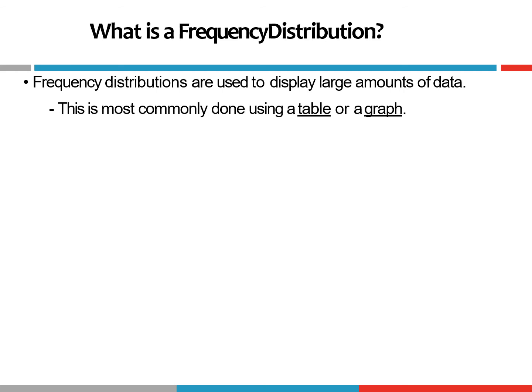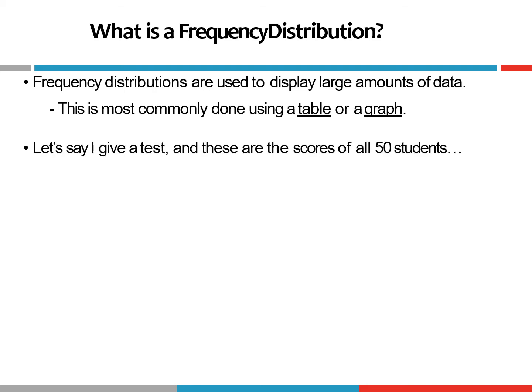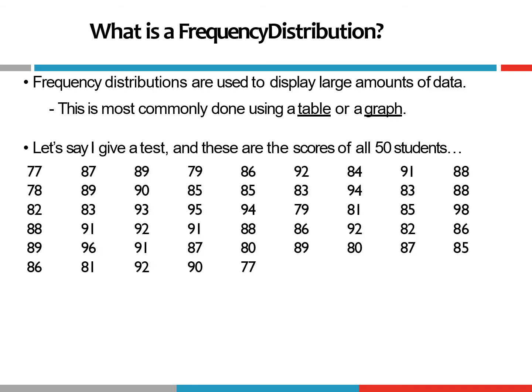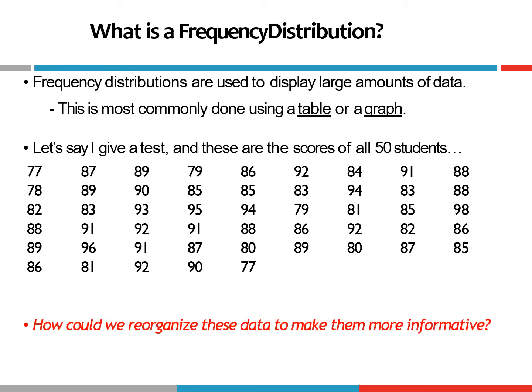Okay. So frequency distributions are used to display large amounts of data, okay? And this is most commonly done using a table or a graph, right? So what are the benefits of a frequency distribution, or why might we use one? Let's say I give an exam and I have 50 different students in my course who took the exam, right? Given these data, how can I reorganize it to make it more informative, right?